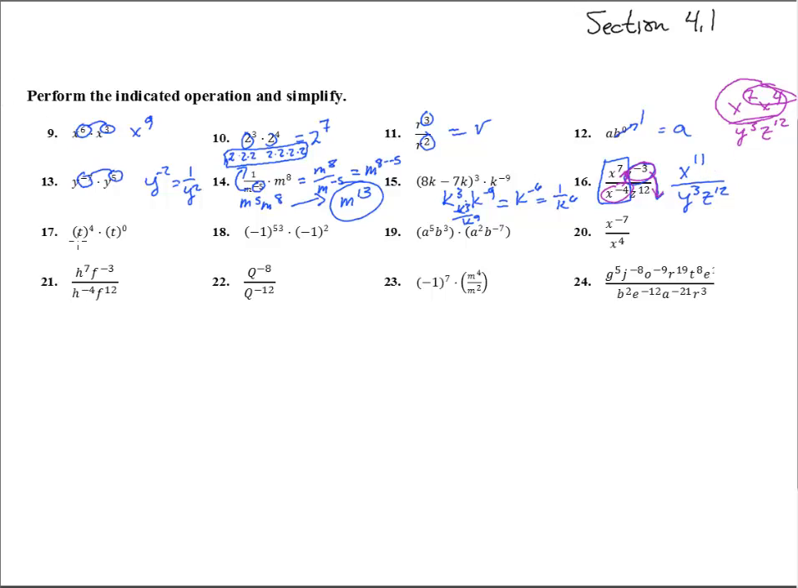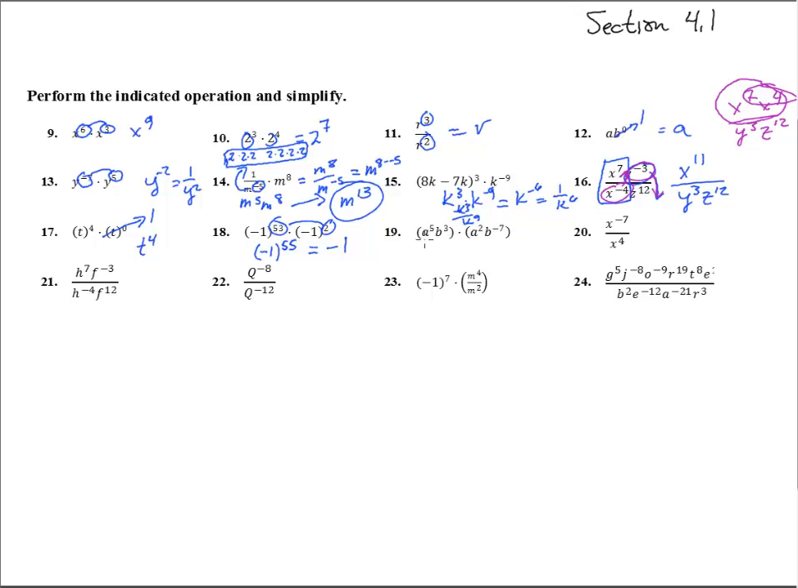Number 17. Here we have t to the 4th times t to the 0. T to the 0 is 1. So this is just t to the 4th. Negative 1 to the 53rd power times negative 1 squared is negative 1 to the, these guys add, and that's 55th power. Now if you actually multiply that out, not just using the rule of exponents, but negative 1 times negative 1, positive 1, times negative 1 is negative 1, times negative 1 is positive 1, you will end up with a negative 1.